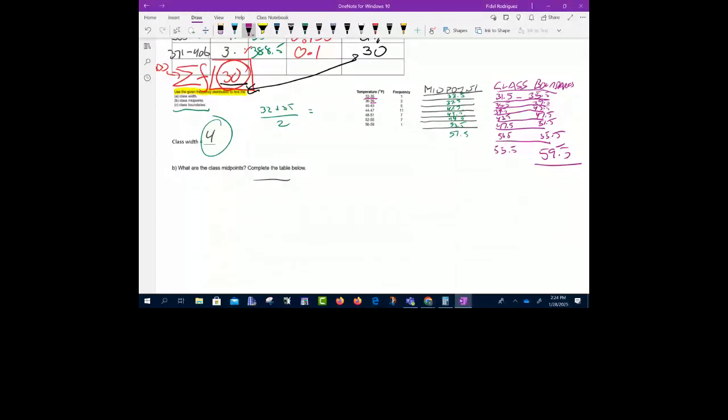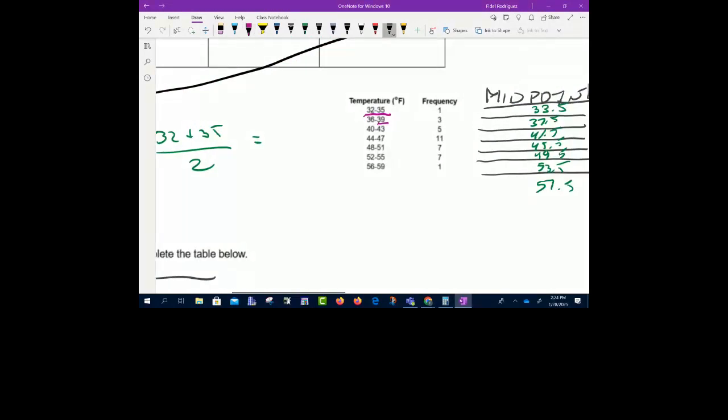No, for the class width, I'm subtracting this way. I'm saying what's 36 minus 32? Or what is 40 minus 36, right? Or you can even go this side. What is 59 minus 55? So you're either going to subtract the lower limits or you'll subtract the upper limits.